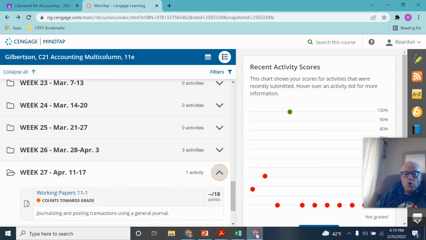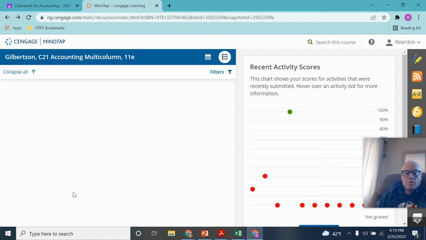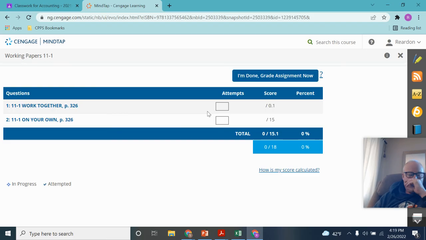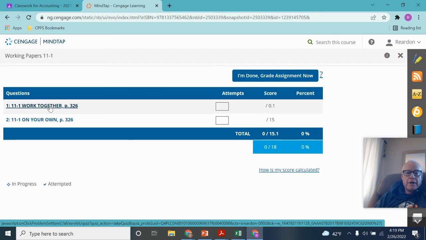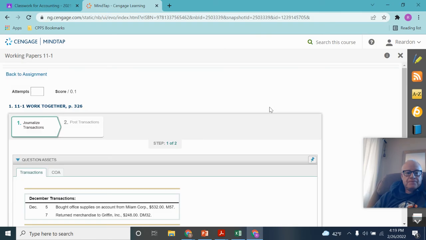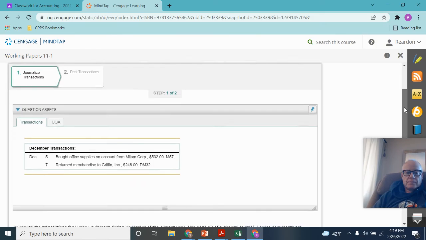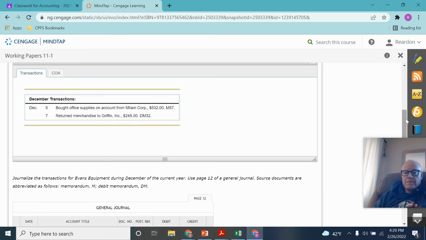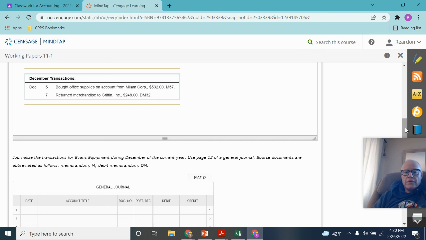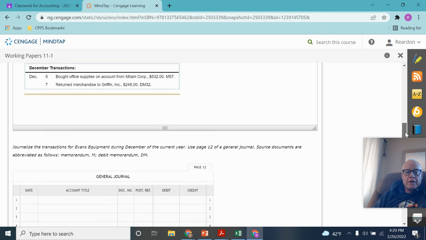Okay. All righty. Let's go to Working Papers 11.1. Whenever I do this in demonstration form, I'm always kind of shaking in my boots because I don't have you guys in class to keep me honest here, right? So here we go. We've got 2 entries. We bought supplies on account from Melam Corporation and we returned merchandise to Griffin Incorporated.